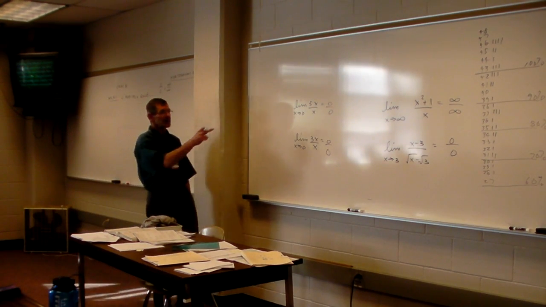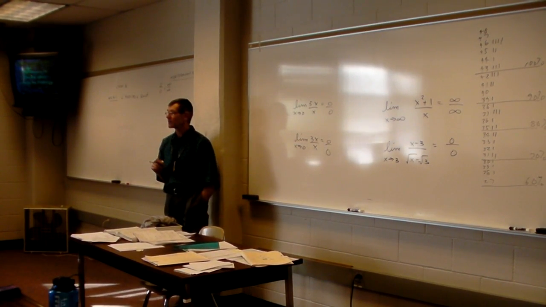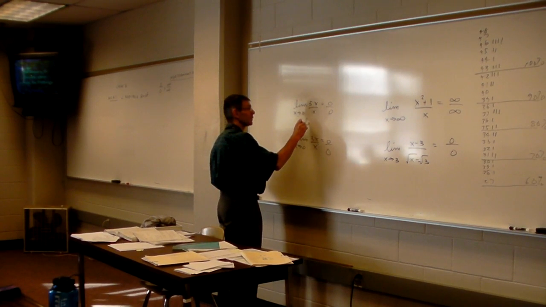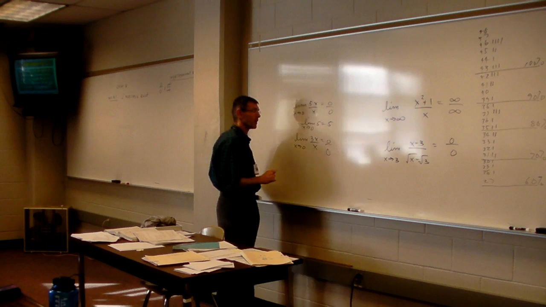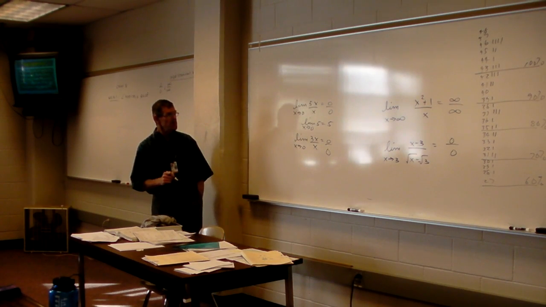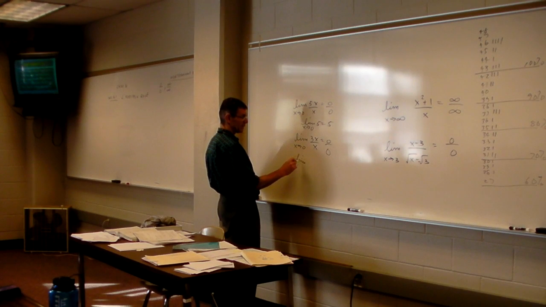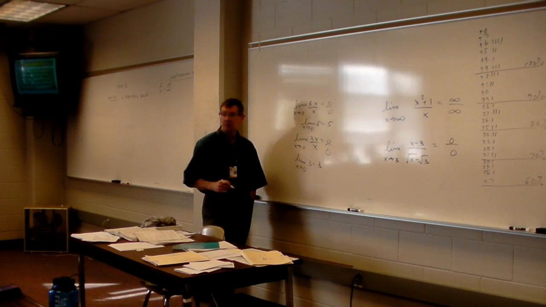We know how to do some of these. This one here, what could you do before you plug the 0 in? Cancel out the x's, and you get the limit as x approaches 0 of 5, which gives you a limit equal to 5. This one here, you could cancel out the x's, and you get an answer equal to 3.